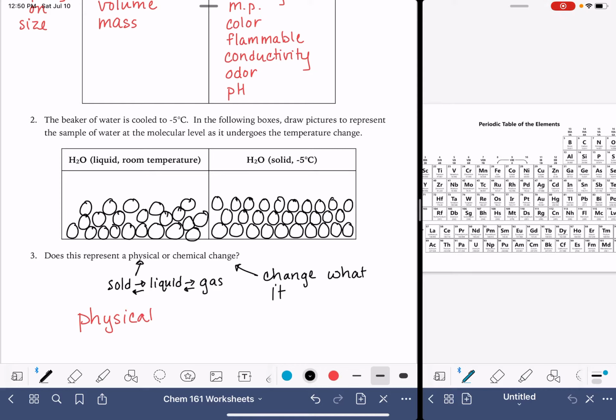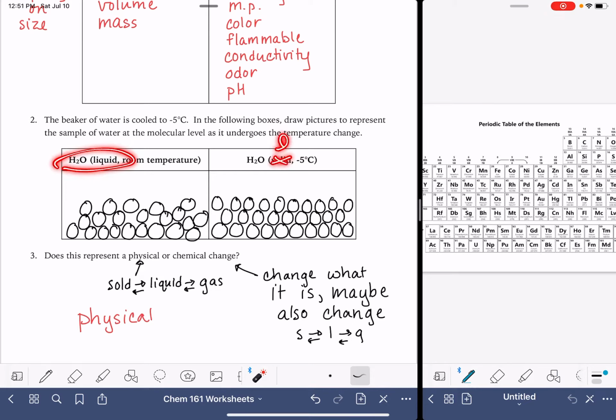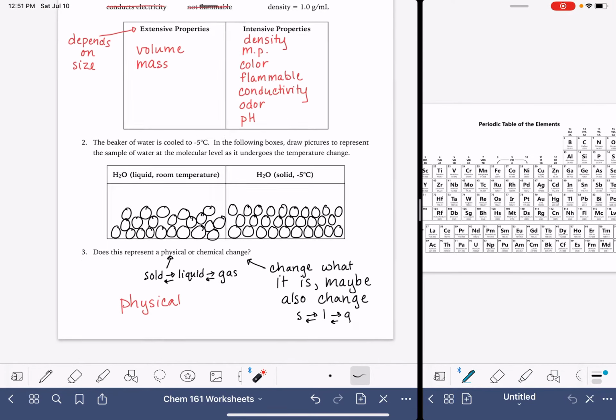Change what it actually is may or may not include a change to the state as well. So maybe it's also changing, that's not how you spell change. Maybe we're also changing from a solid to a liquid to a gas or vice versa, but it's not necessary. In a chemical change, you could be changing from a liquid to another liquid. The big thing with the chemical change is that you start with one type of molecule and you turn it into something completely different.